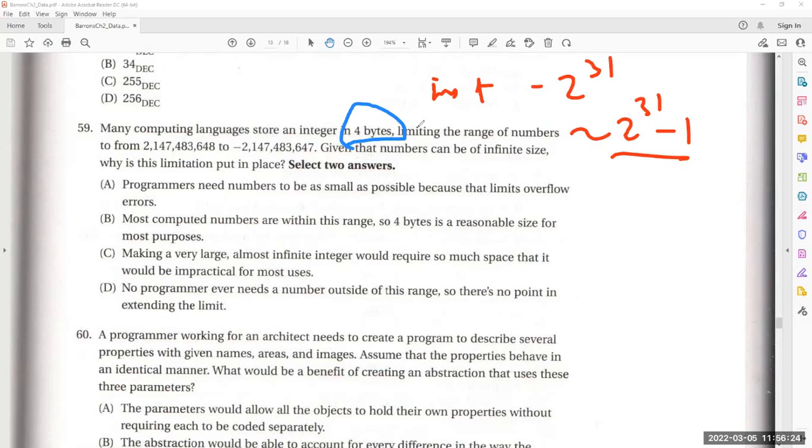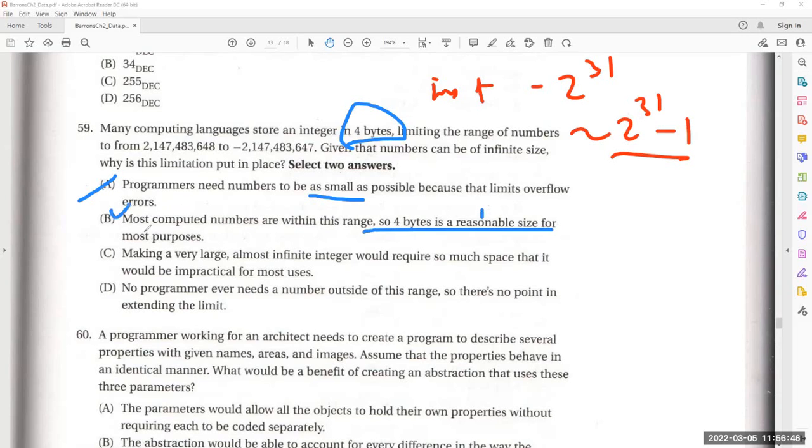Okay, that actually is correct, but here we are talking about a B number, right? So it has nothing to do with this, right? It's small, so I don't see it. Okay, here we are talking about integer. B: most computing numbers, okay, are within the range. So it's a reasonable size.